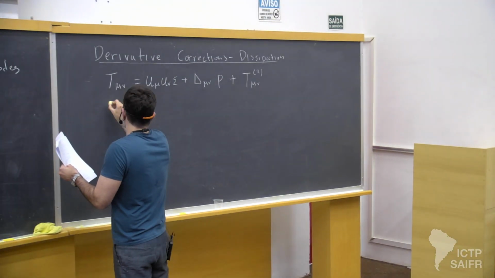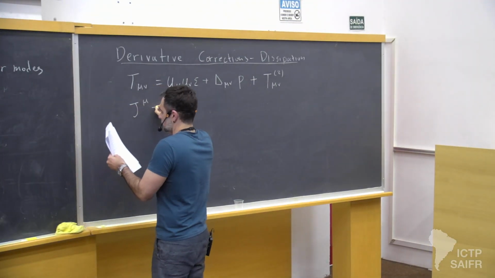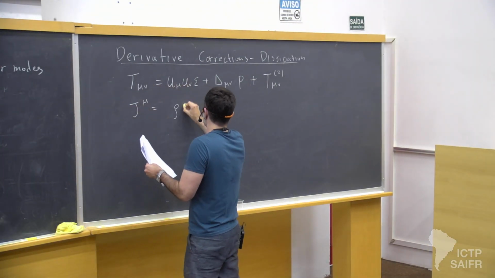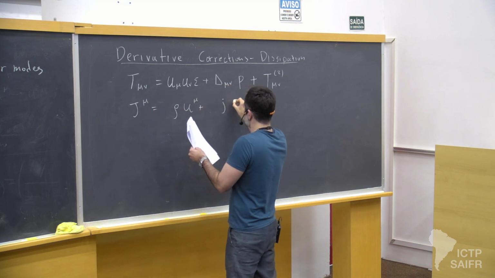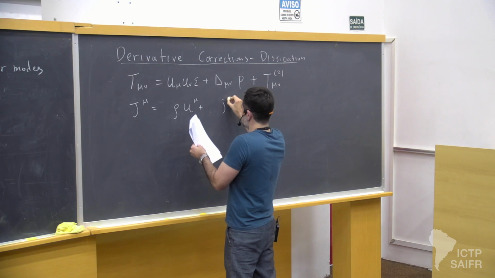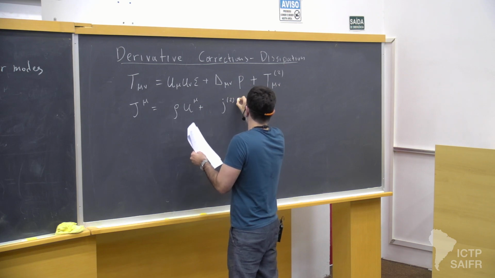And let me do the same thing about the current. So I will have my ideal piece, and let me call it little j, or j2 mu.